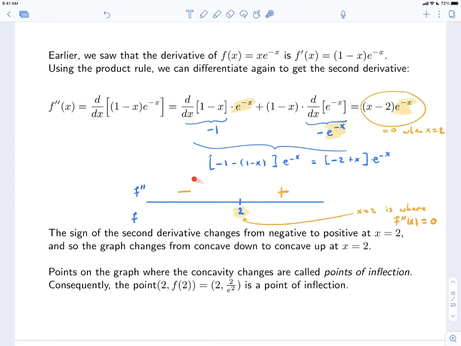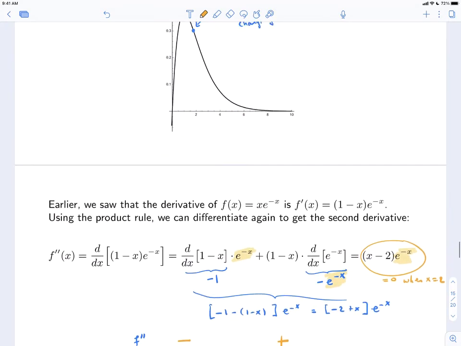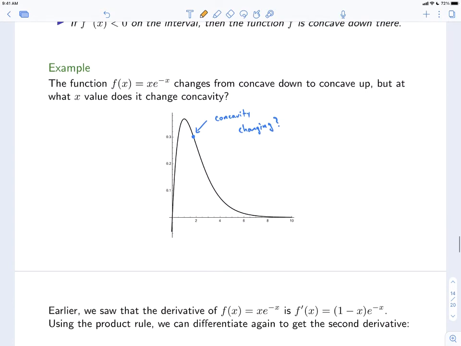Now when the second derivative was negative, that's where you were concave down. And where the second derivative was positive, that's where you're concave up. So you can see that it changes from concave down to concave up at 2. So if you go back to the graph, you can see that the concavity is changing at 2. So I missed it just by a little bit. So this is the actual spot where concavity changes.